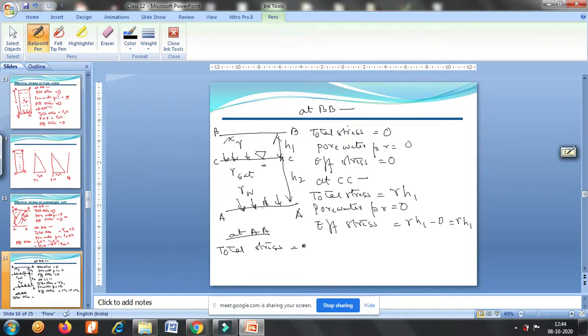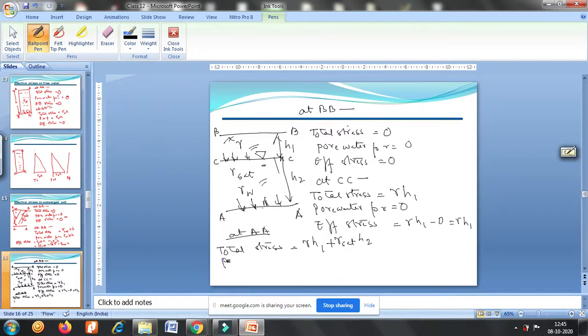So what is the weight of the soil of the first portion? It is gamma into H1. And what is the weight of the soil of the second portion? It is gamma saturated into H2. So that is the total stress. Can you understand? Here we have to consider this portion of the soil as well as this portion of the soil. This portion is gamma into H1, that is the weight of the soil, and the weight of the soil for this portion is gamma saturated into H2. So we have to consider like this.